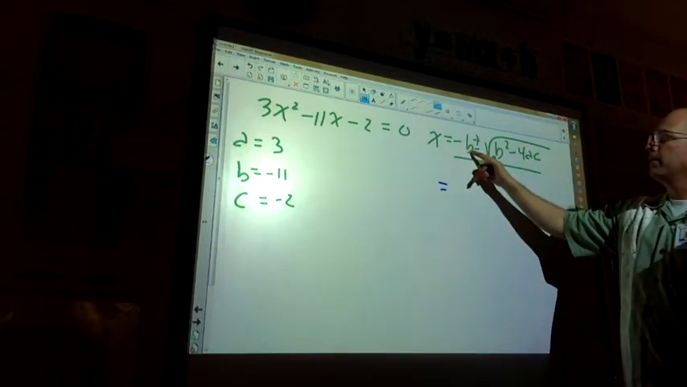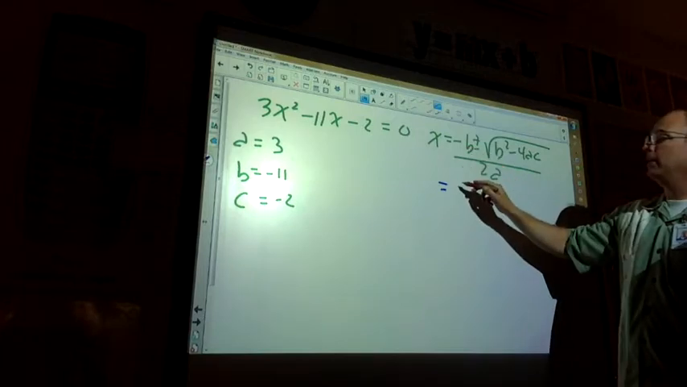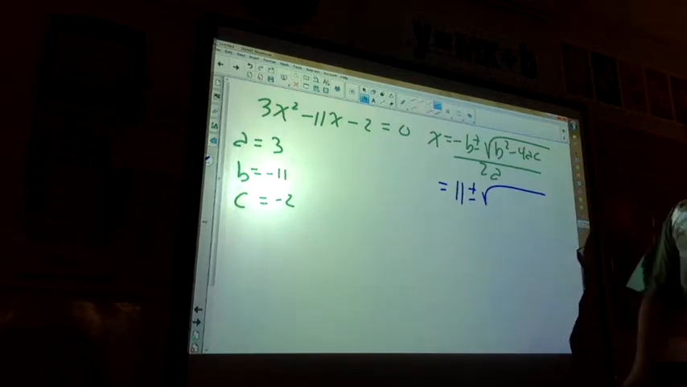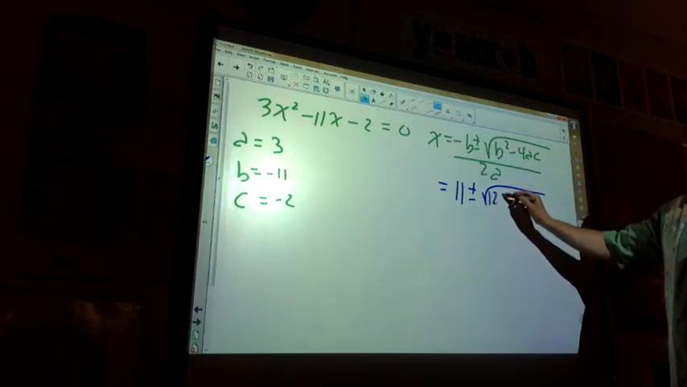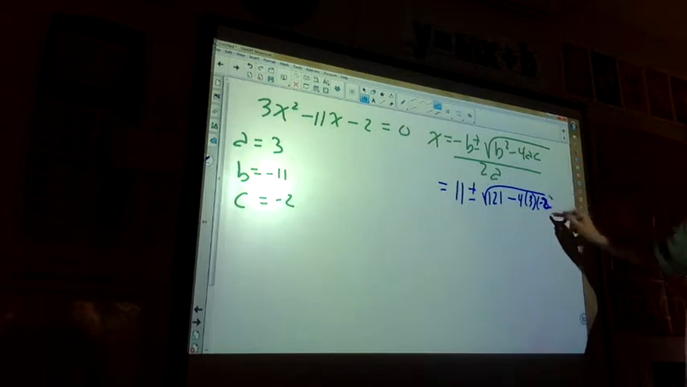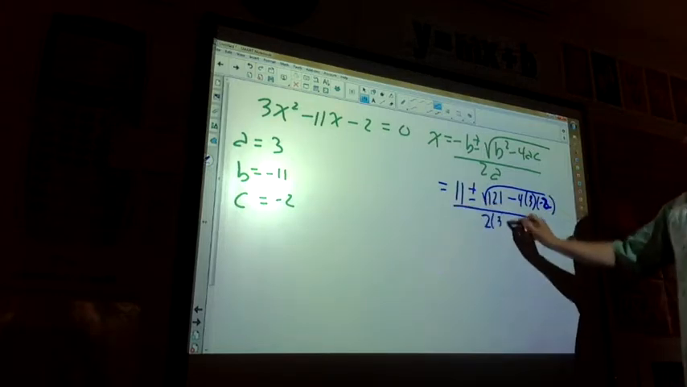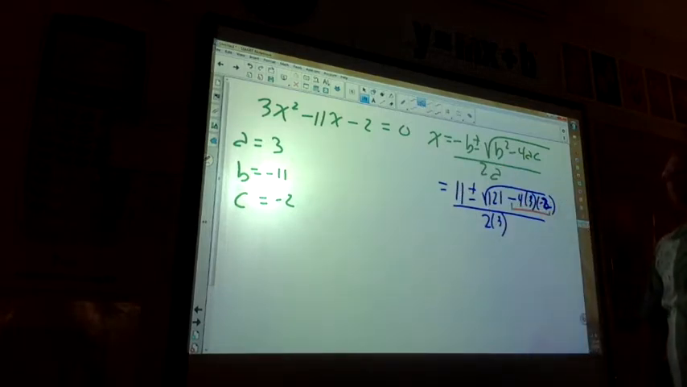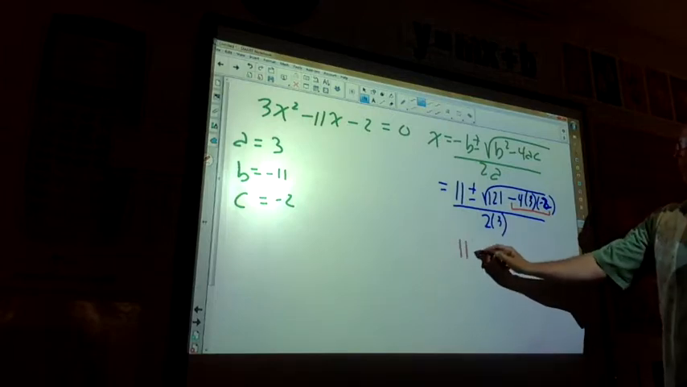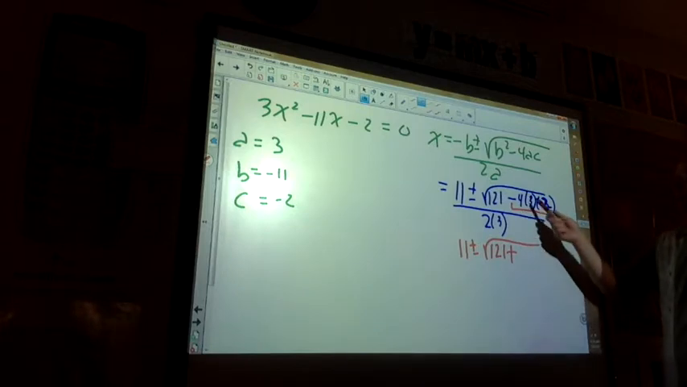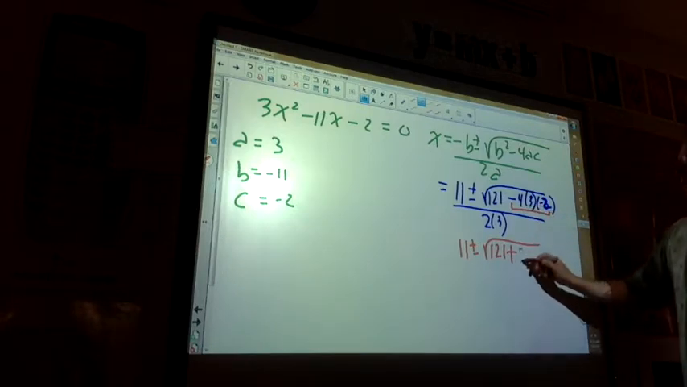What's going to be here? 11, right? It's positive because it's negative, negative. Plus or minus 11 quantity squared is 121, minus 4 times A times C. Whoops, C is negative 2. I'm sorry. All over 2A. Okay? What does that become? Positive, positive. Cool. I get 11 plus or minus 121 plus 24. Positive 24? Yeah, cool.